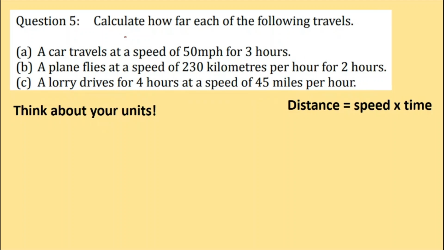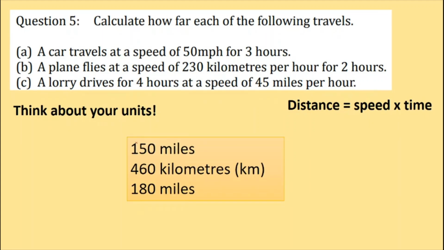3 questions, pause it, then unpause it for the answers. Okay. So we have 150 miles, 460 kilometers, and 180 miles. Straightforward on these ones. Okay, again, just the real common mistake is to do one of these calculations, and even though it says kilometers, out of habit, because we're used to miles per hour in the UK, a lot of people automatically just write miles per hour and miss that mark for the units. Please be very careful of that.